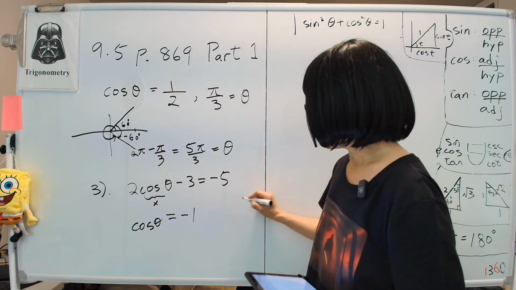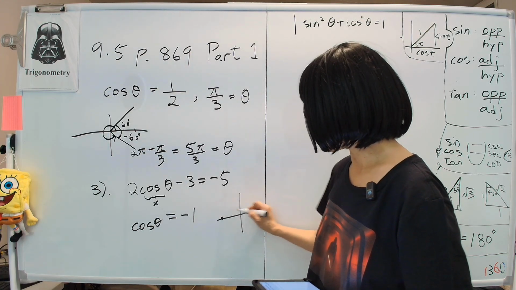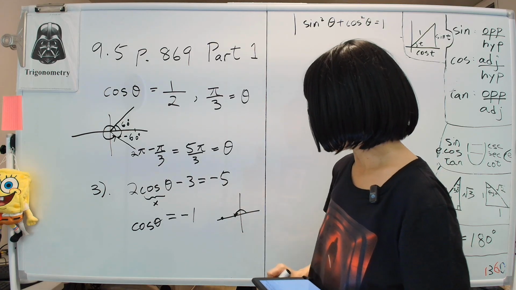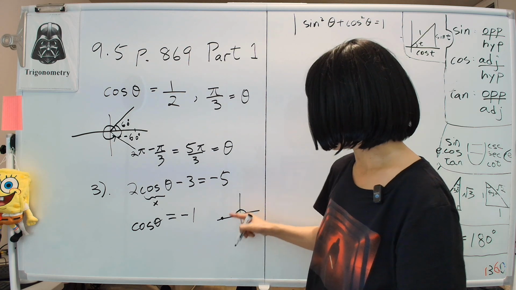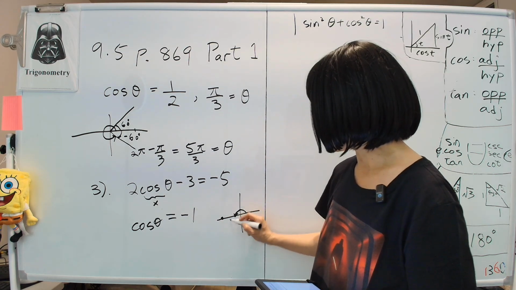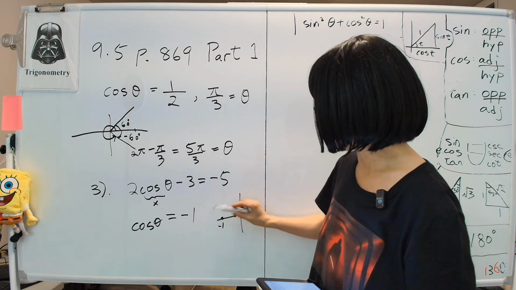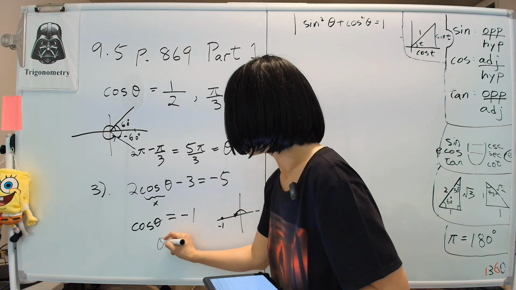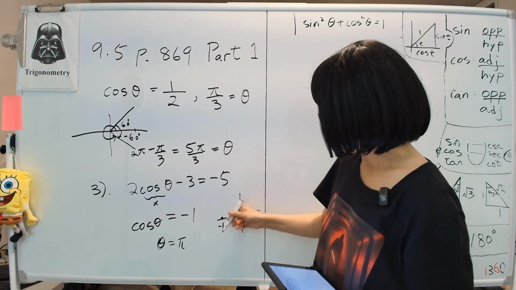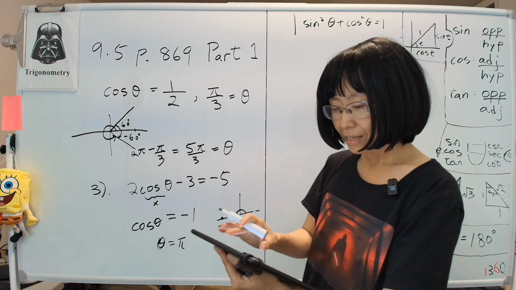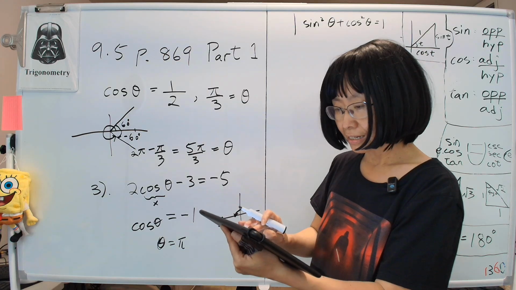And what is theta? Now, if you draw the graph, cosine theta equals minus 1 is right here. In other words, your angle is pi. Between 0 and 2 pi, that's the only angle that satisfies cosine theta equals minus 1. So theta equals pi, and no other angle, because after that it comes back over here. So let's look at example 3. Yep, theta equals pi on the next page. So that is that.